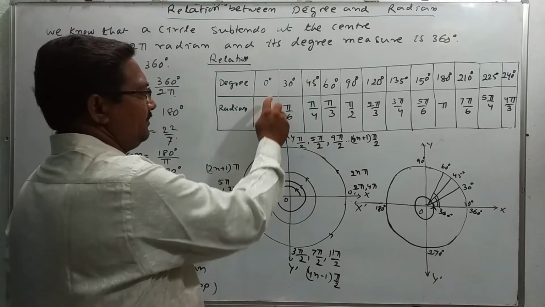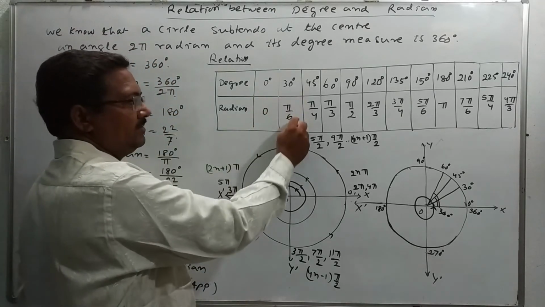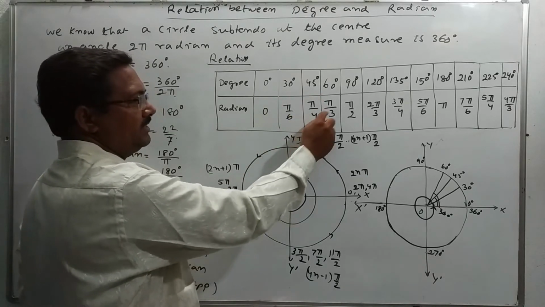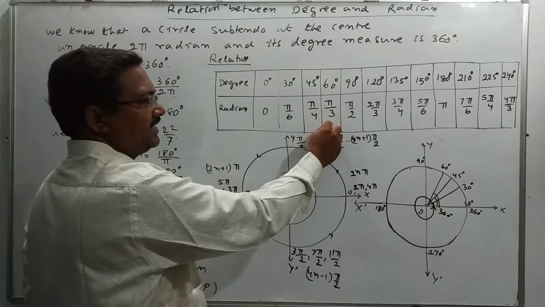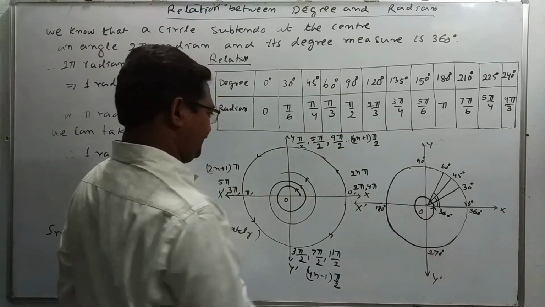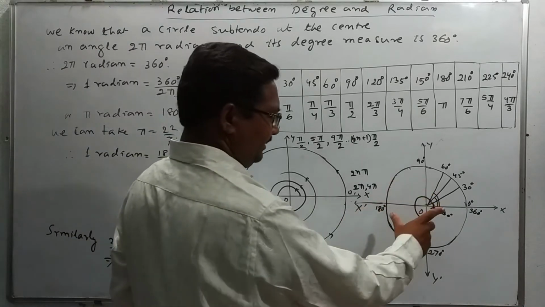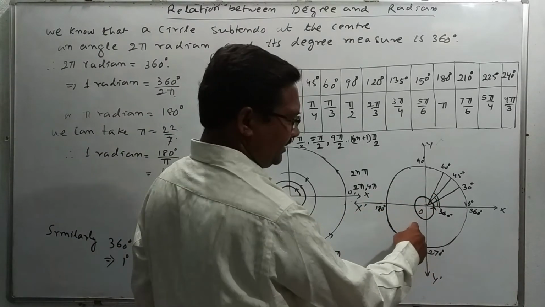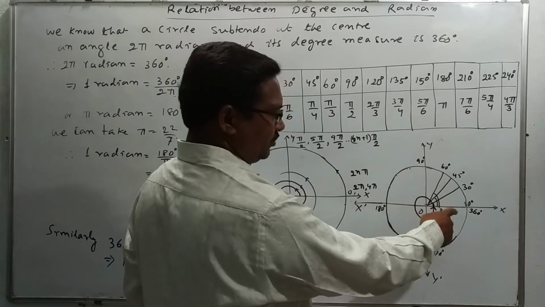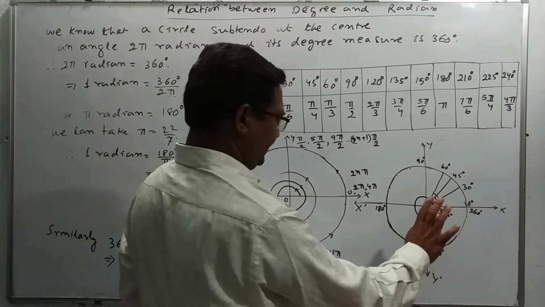So 0 degree, 0 radian, 30 degree, pi by 6 radian, 45 degree, pi by 4 radian, 60 degree, pi by 3 radian, 90 degree, pi by 2 radian, in this manner. Come to the unit circle. The circle's radius is 1 unit, and measuring 1 revolution, we get 360 degrees.